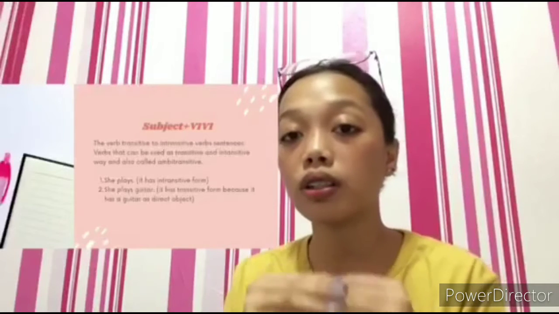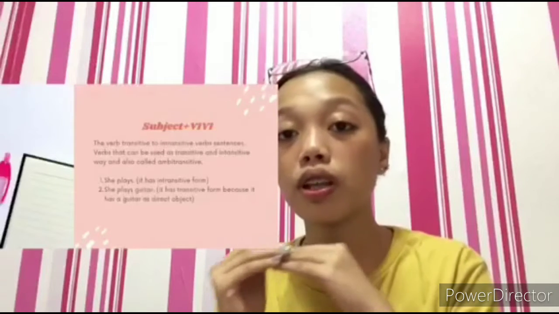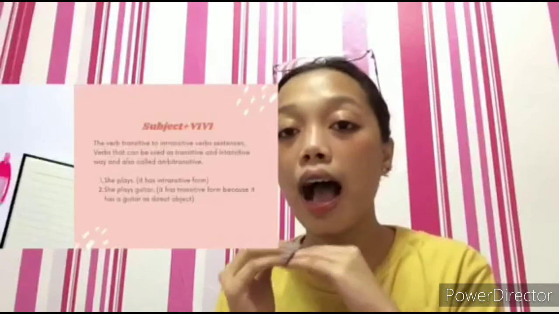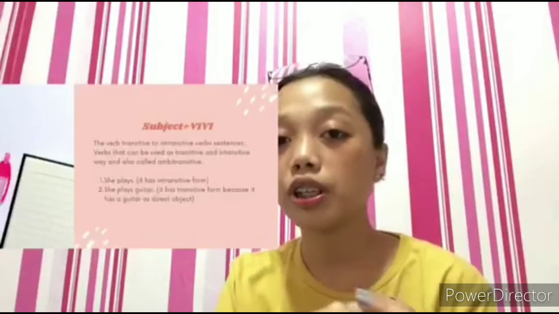Let's move on to subject plus verb intransitive to transitive verb. Verbs that can be transitive or intransitive are also called ambitransitive. Let's have an example. She plays. It has an intransitive form because there is no direct object. She can play toys, she can play an instrument, or other things. The next example is she plays guitar. In this sentence, it has a direct object. So this is a transitive verb.